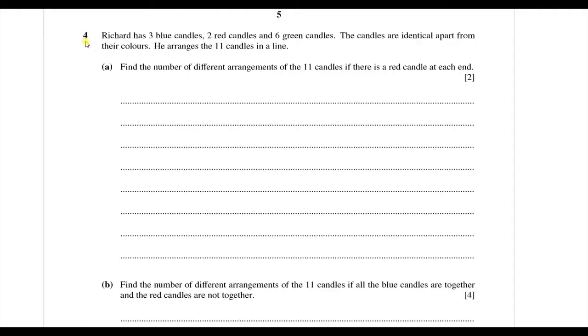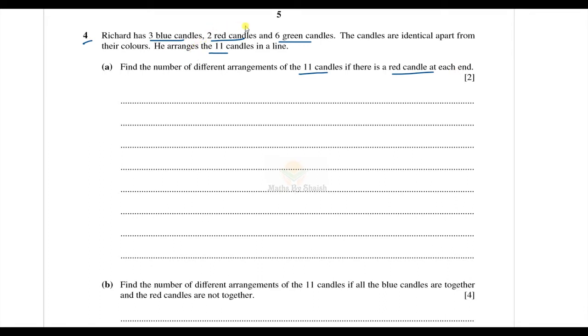So here's question number 4. Richard has 3 blue candles, 2 red candles, 6 green candles. So altogether there are 11 candles. The candles are identical apart from their colors. He arranges 11 candles in a line. Find the number of different arrangements of 11 candles if there is a red candle at each end.